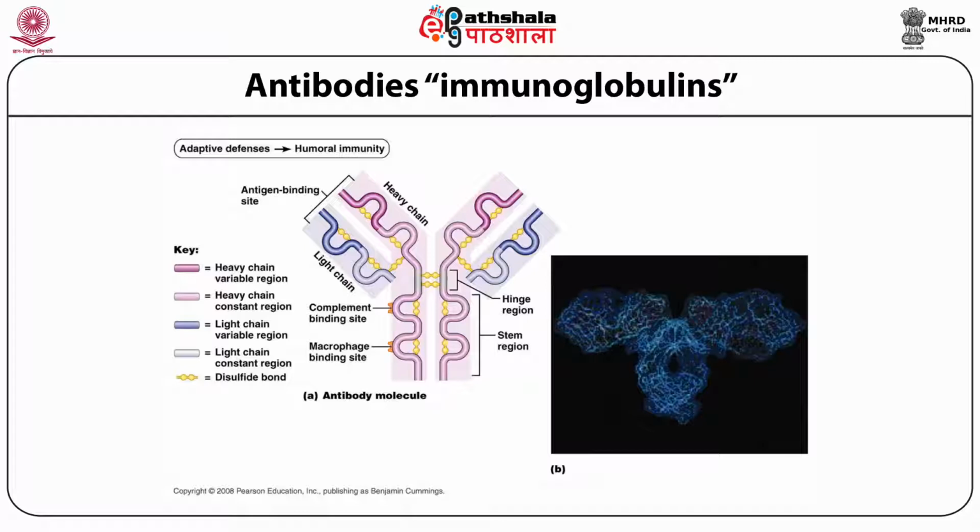Explaining the structure of the antibody molecule, it is made up of two light chains and two heavy chains. The N-terminal part is called the variable region, and the C-terminal part is called the constant region. The variable region is responsible for binding with the antigen, whereas the C-terminal region is involved in binding with the complement as well as macrophages. The light and heavy chains are connected by disulfide bridges, intra-chain and inter-chain.